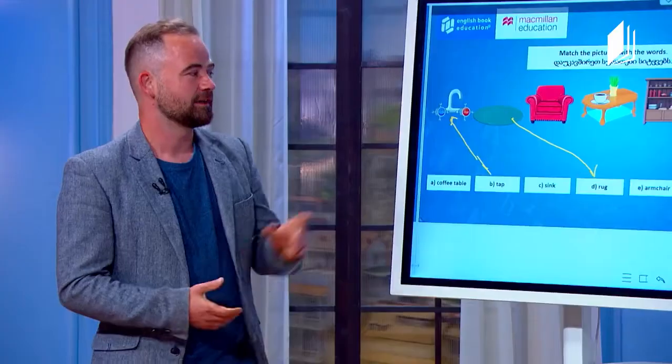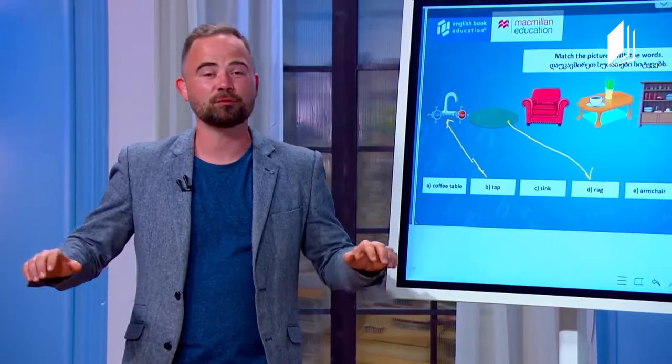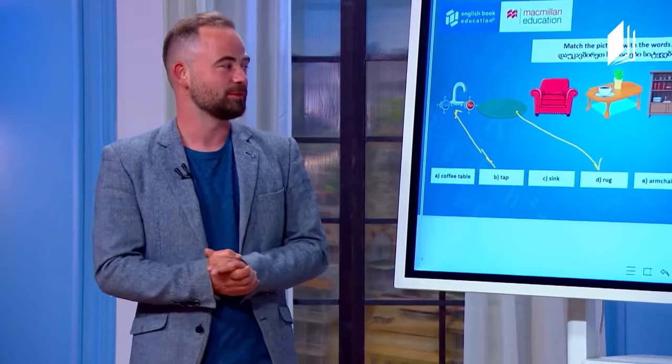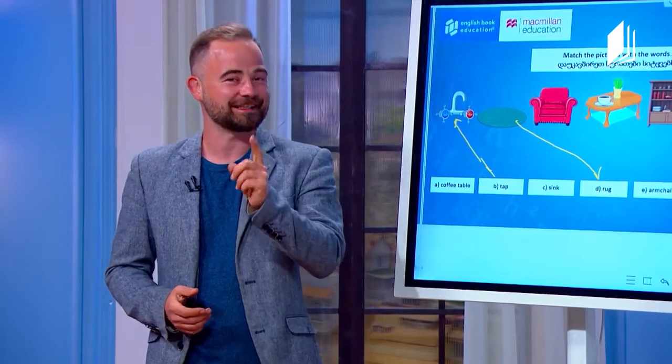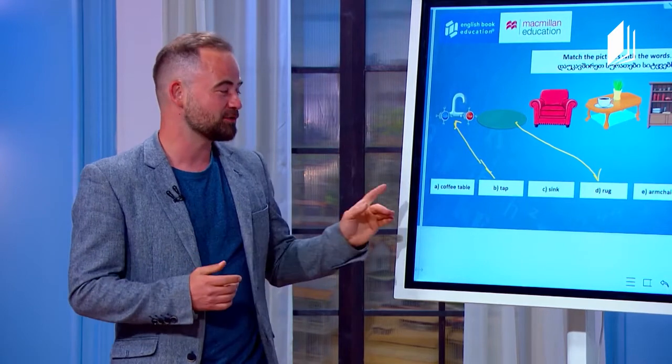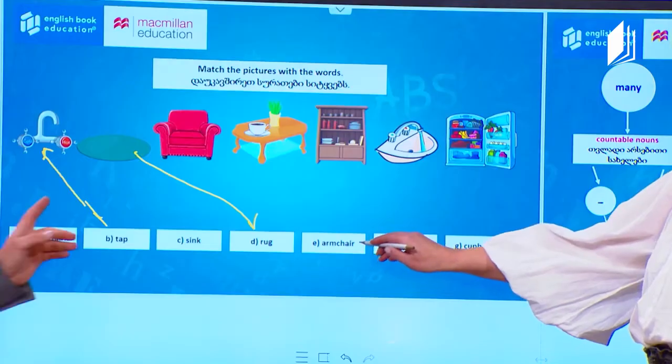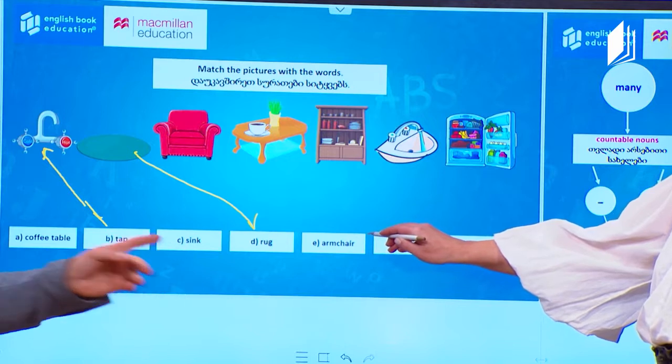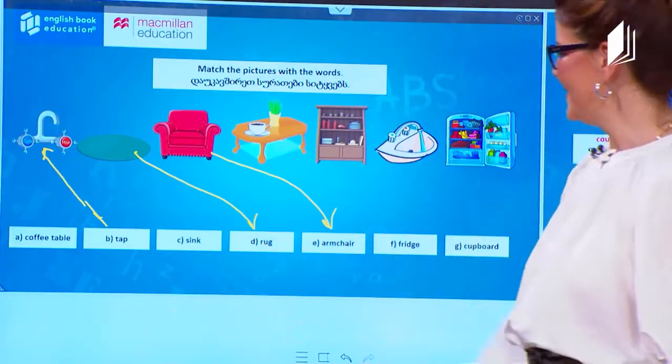Next one. The next one, we can see that this is somewhere that we would sit down. But it's for one person. So, yes, it's an armchair. And which one is it? Is it A, C, E? That's right. Good job. It is armchair. The next one is a coffee table.